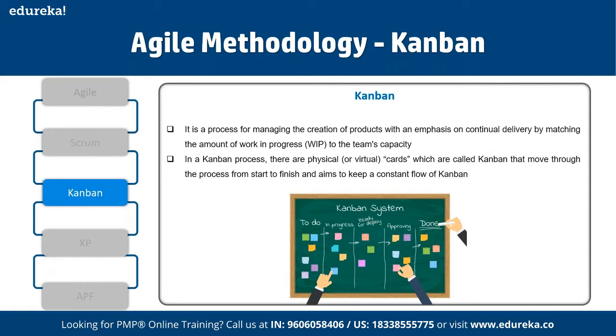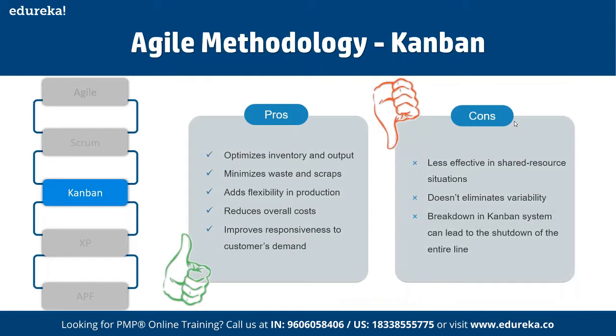And then we have Kanban. It's a process for managing and creating products with an emphasis on continuous delivery, matching the amount of work in progress to the team's capacity. In a Kanban process, there are physical cards, called Kanban, that move through the process from start to finish. It aims to keep a constant flow of Kanban. It optimizes inventory and output. It minimizes waste and scraps. It adds flexibility in production. It reduces the overall cost. And it improves responsiveness to the customer.